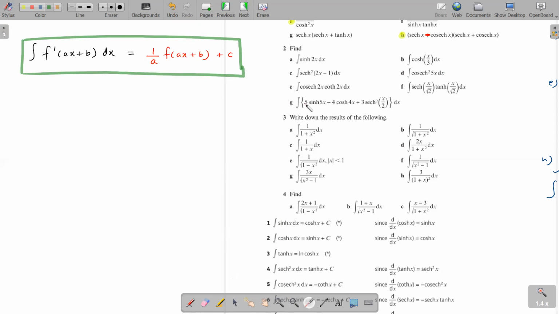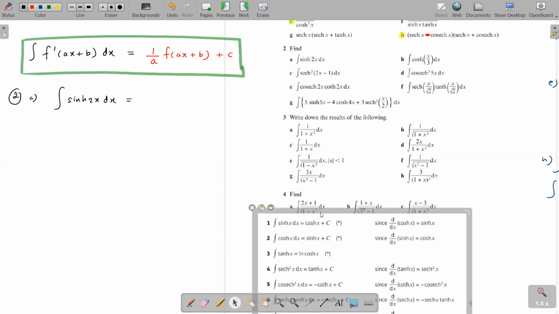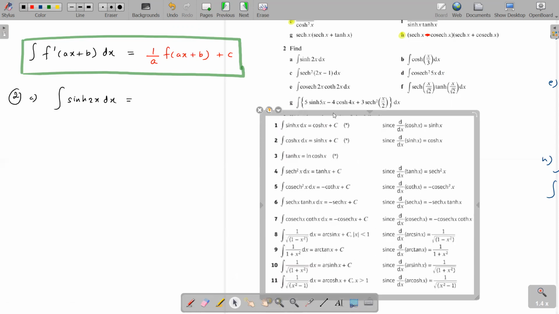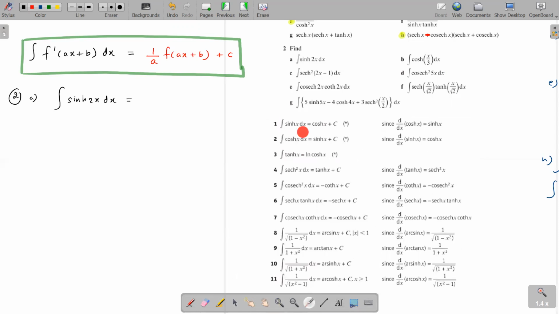Okay, so let's try this one. Question number 2, part A. Integration of sine 2x with respect to x. What do we get here? So it's sine x. We have rule number 1, right? Can you see it's rule number 1? Integration of sine x is cos x. However, I have sine 2x. So according to this rule, it's going to be 1 over a. The 2 is the a here, 2x. So it's going to be 1 over 2.